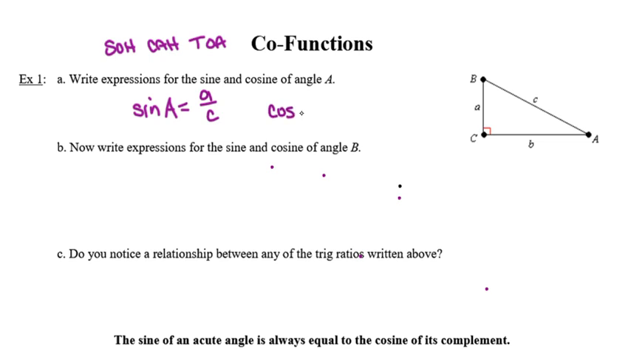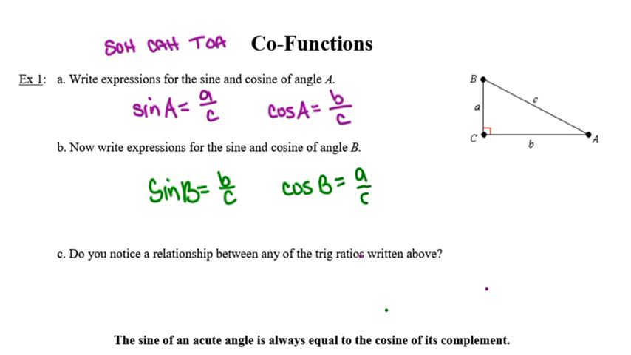The cosine of angle A, remember, is going to be equal to the comparison between the side adjacent to angle A, so in this case B, and the hypotenuse C. To write those same trig ratios in part B, I want to do now sine of angle B, which is going to be side B over side C, and cosine of angle B, which will be A over C. And what I really want to pay attention to is this relationship here.